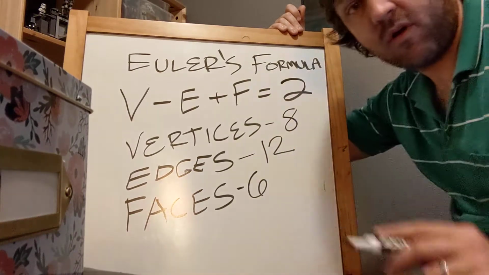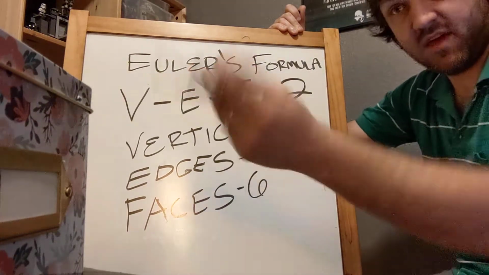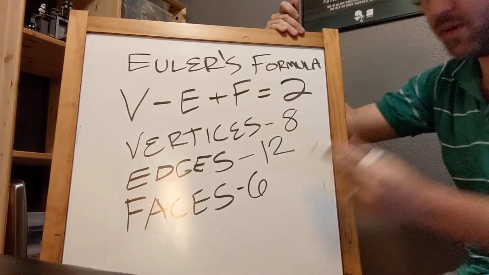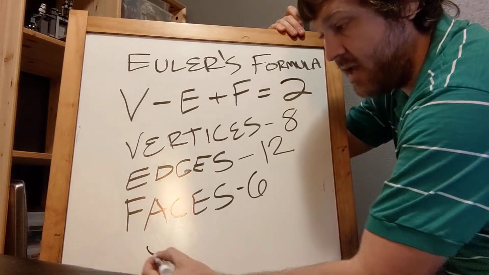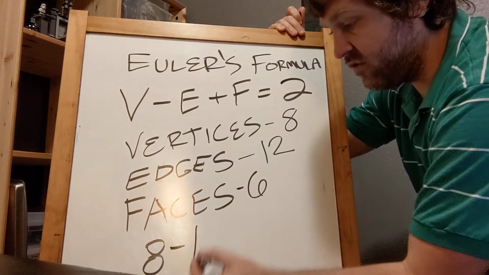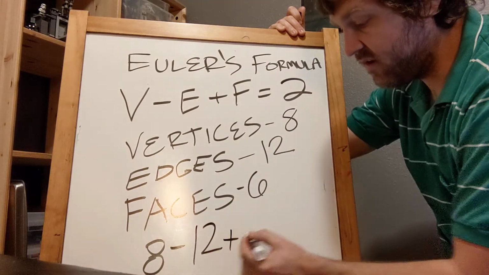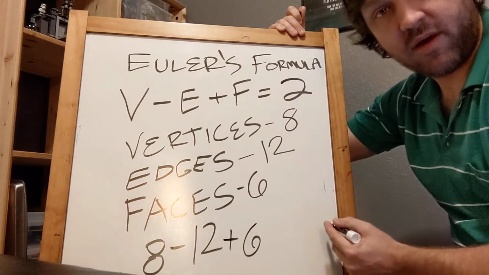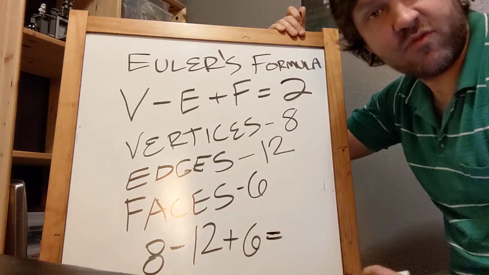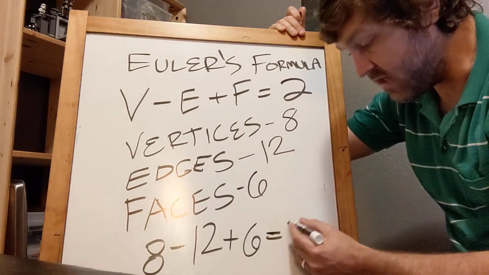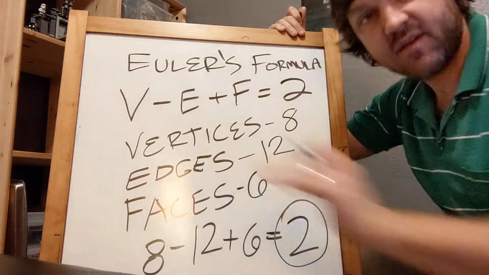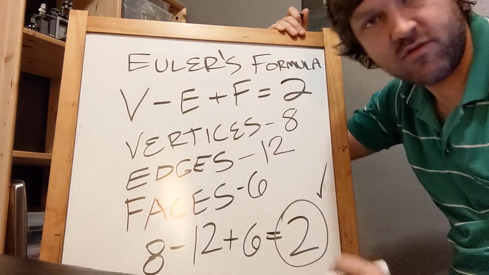Now I'm going to use the formula to see if this box is a polyhedron. We do V, which is 8, minus E, which is 12, plus F, which is 6. We use order of operations. We just go left to right. There's really nothing complicated about that. 8 minus 12 plus 6. And I do get 2 when I do that. So that means that this box is a polyhedron, and that's how you use Euler's formula.